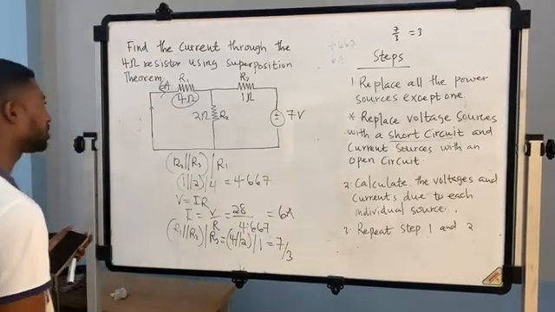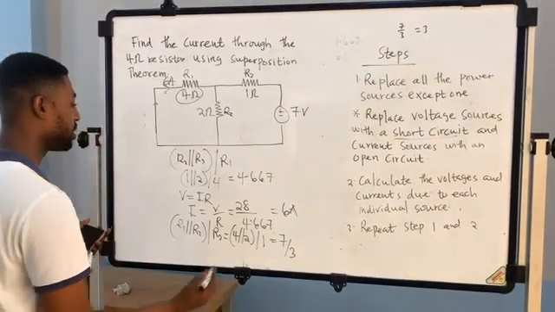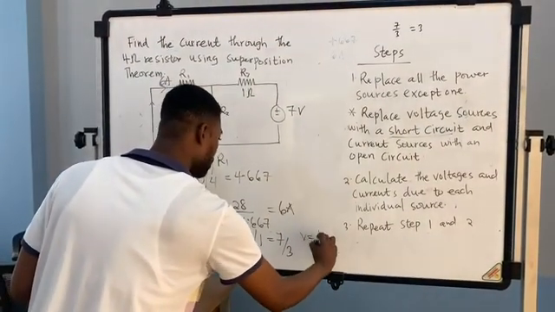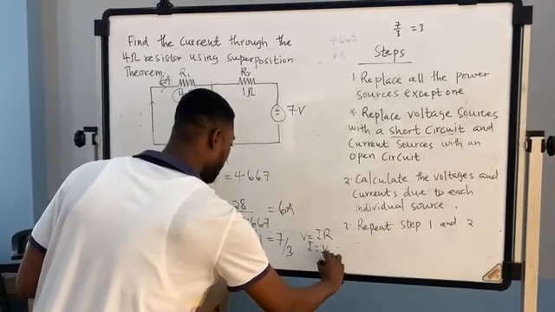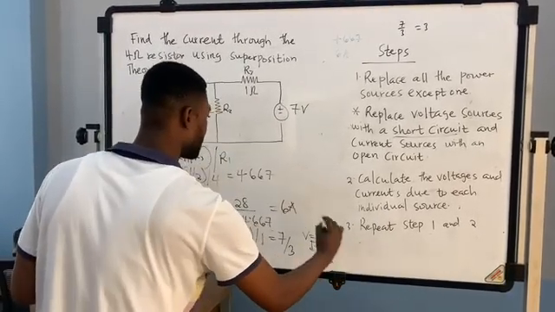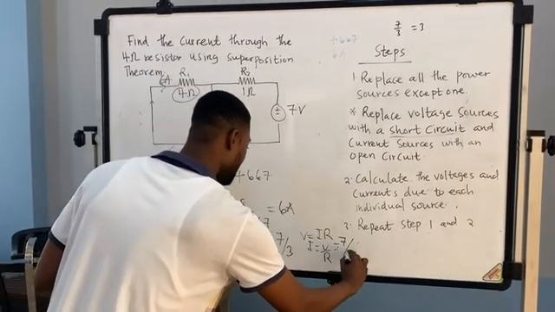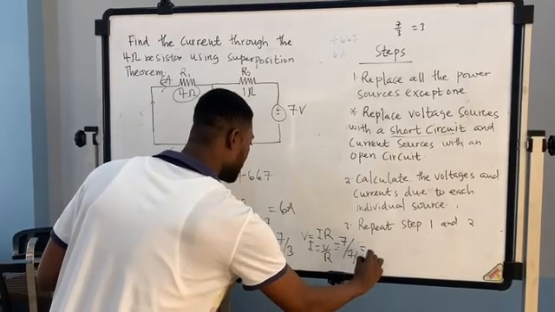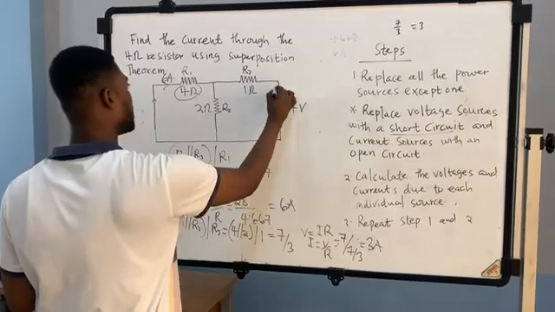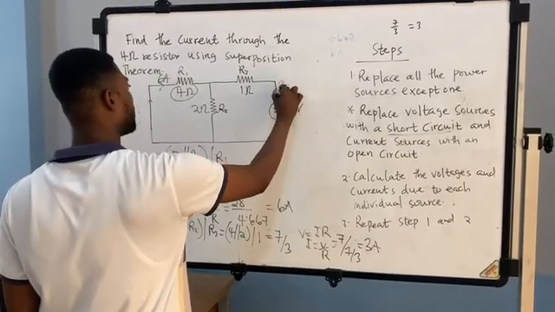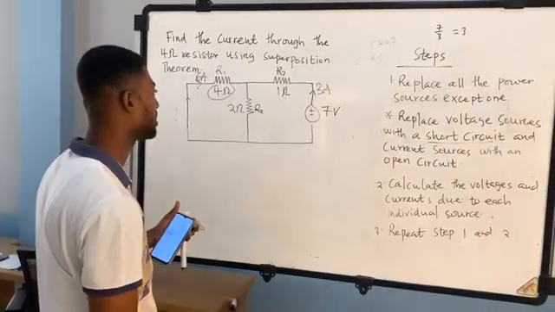We are going to arrive at 7/3 ohms. Then to calculate the current produced by the 7-volt source, V is equal to IR from Ohm's law, so I will be equal to V over R. The voltage source is 7 and the resistance is 7/3. So this is going to produce a current of 3 amps. The current generated by the 7-volt source is 3 amps.